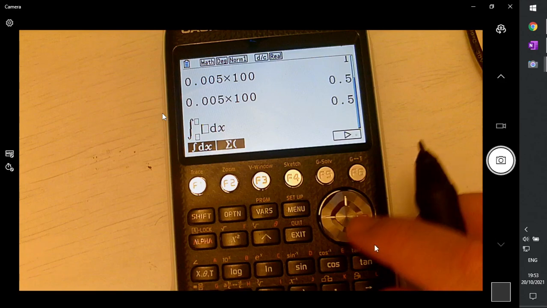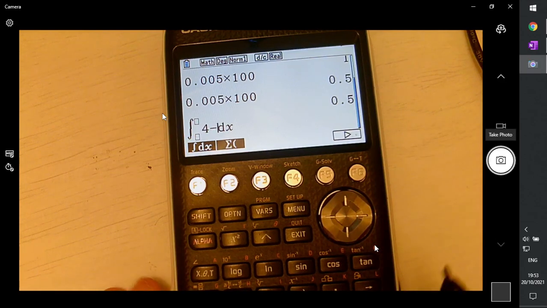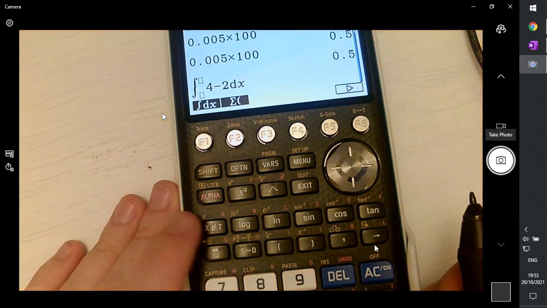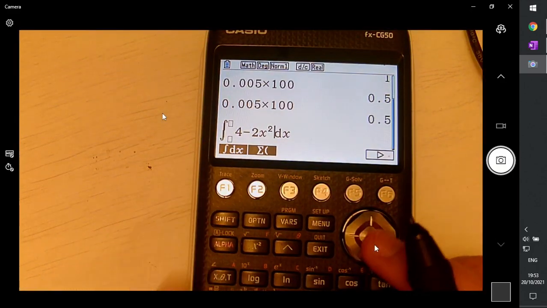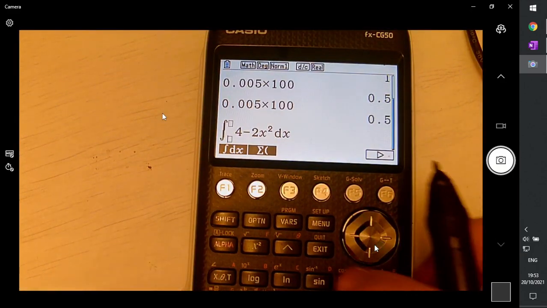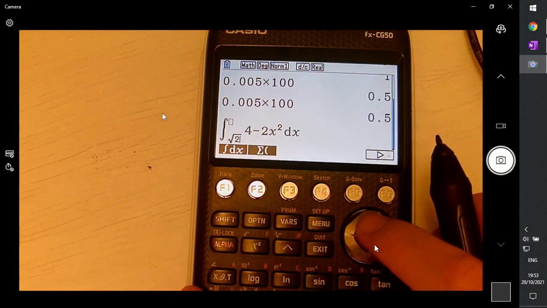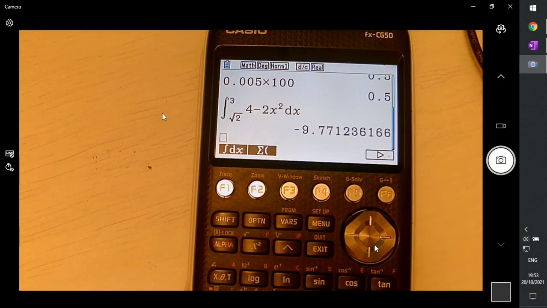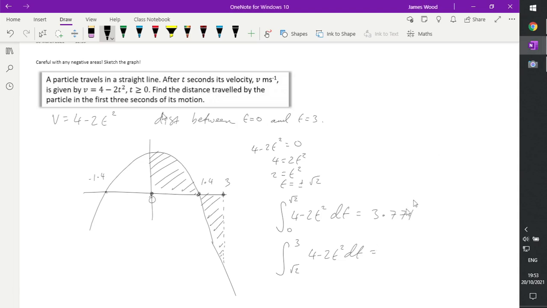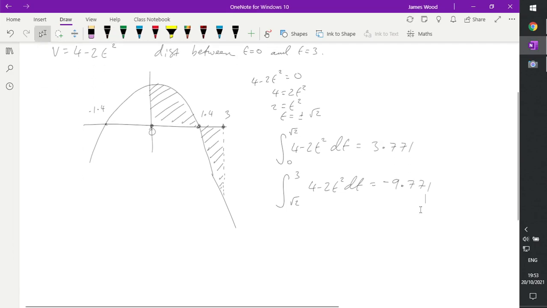So our expression was 4 minus 2t squared, 4 minus 2, and then for x you can just use this button here, squared. This time it's got to be between root 2 and 3. I'm going to do minus 9.771. Okay. So that's as expected. We've got one positive area, one negative area.